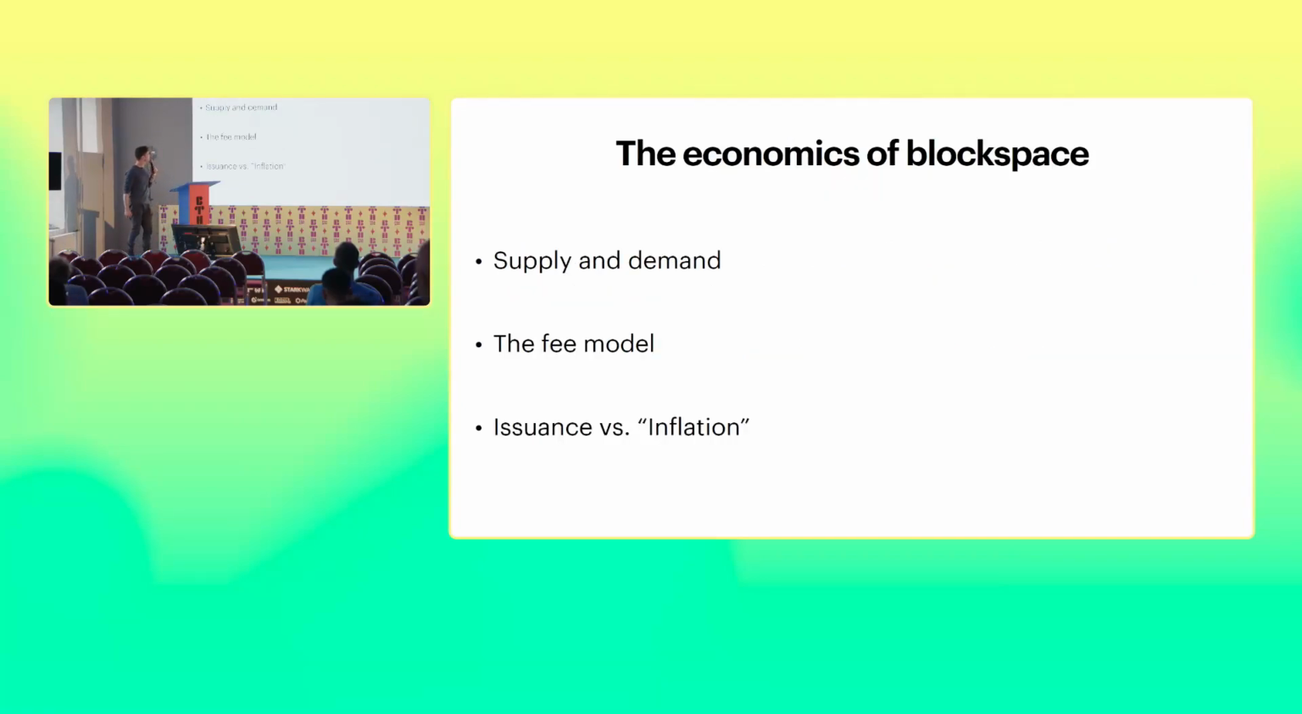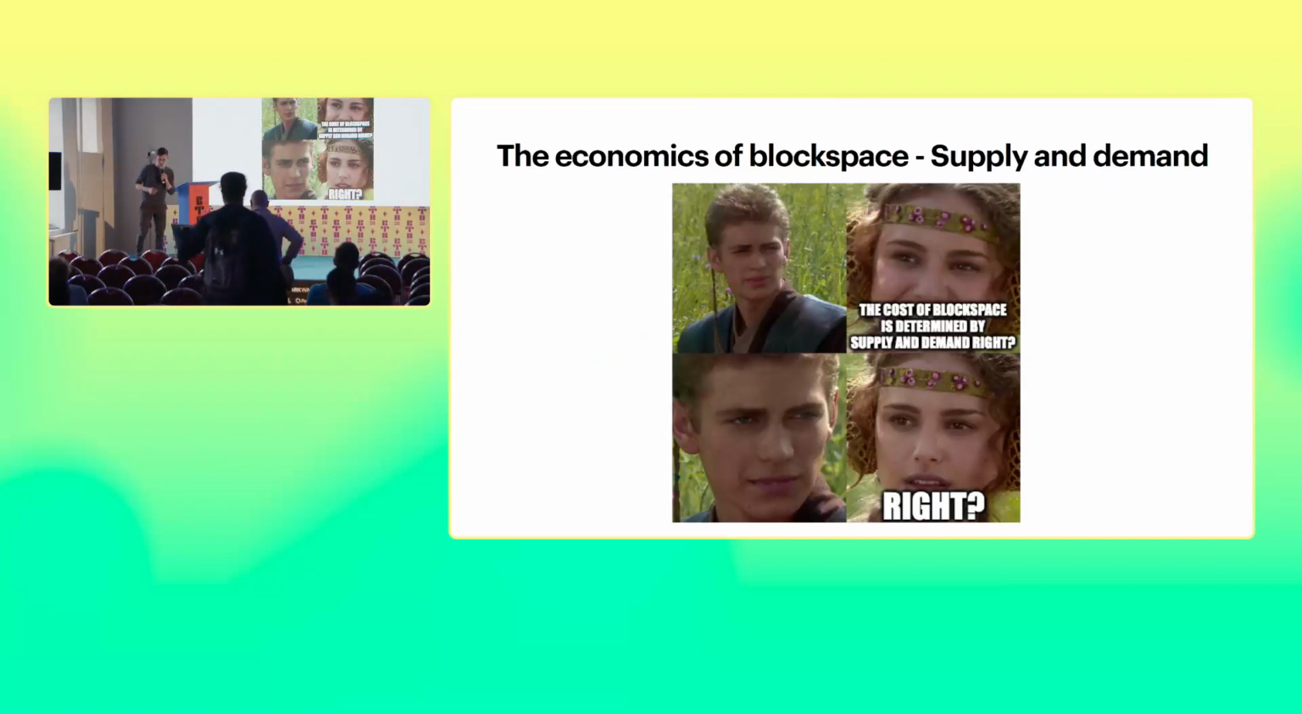So we're going to go over the supply and demand, the fee model, and issuance versus inflation. Supply and demand often dictates the price of goods and commodities, but it's not so much the same for many instances of block space.